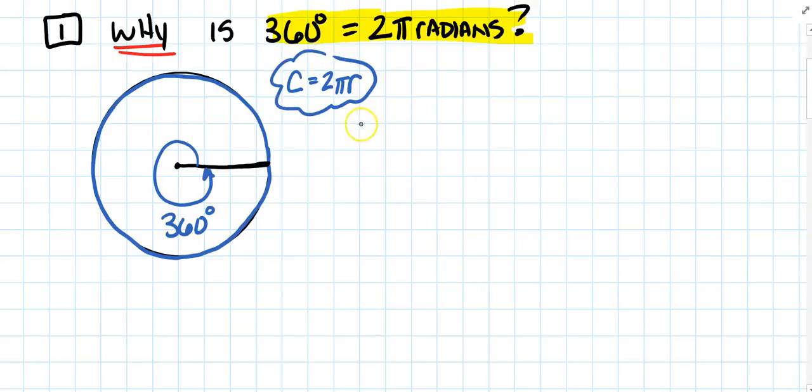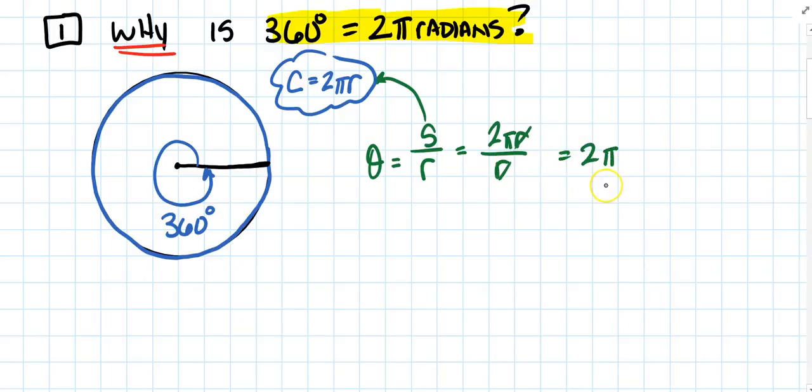Now in the previous video we established that the definition of a radian is the arc length divided by the radius of the circle. Well, the arc length s, if I go all the way around, isn't that just the circumference? Of course it is. So now I can substitute the circumference 2 pi r, and I still have a division by r. And look, the r's cancel, and I'm left with 2 pi. So the definition of a radian then, if I travel 360 degrees, I must be going 2 pi radians all the way around.